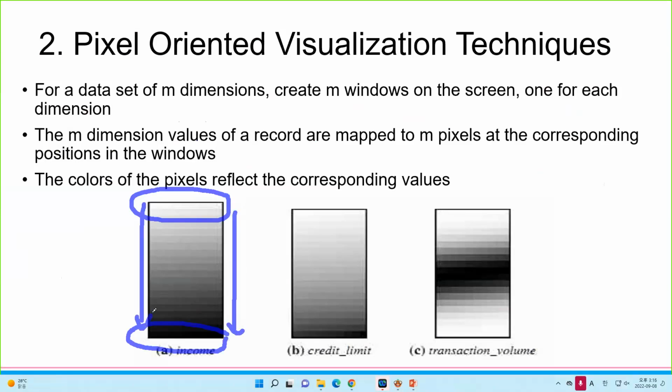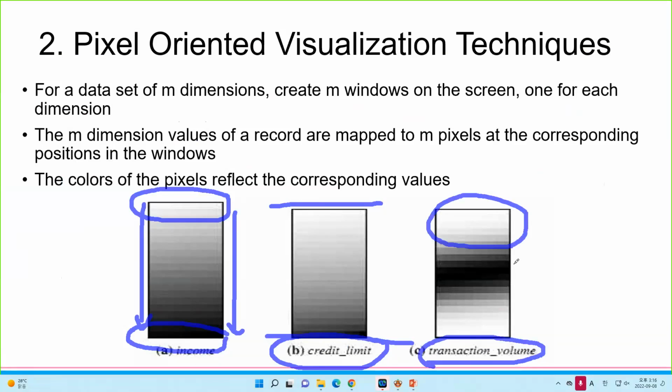From this data, we can see the distribution. It seems the distribution is still good. But the credit limit is a little bit different. With the low credit limit here and the high credit limit here, there is more white than black, so maybe the credit limit is likely low, not that high. We can see the transaction volume: white, black, white. Maybe this shows that the transaction is more likely in the middle, not this and not this.